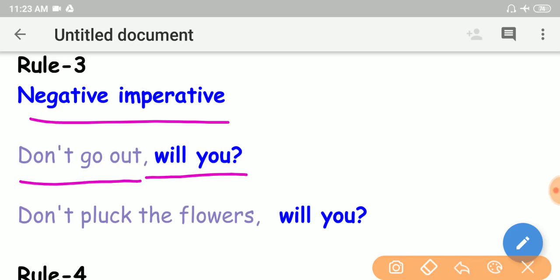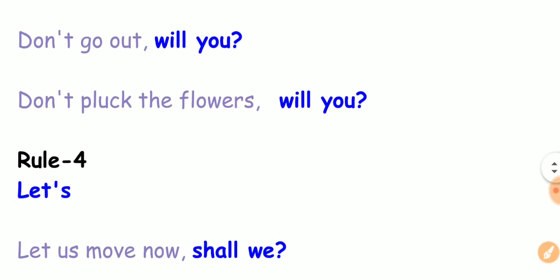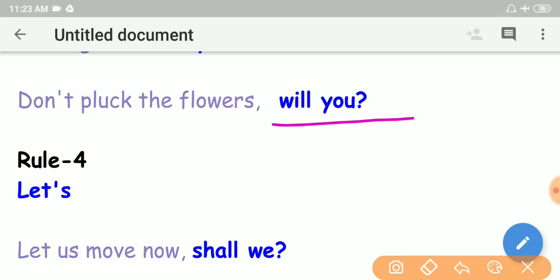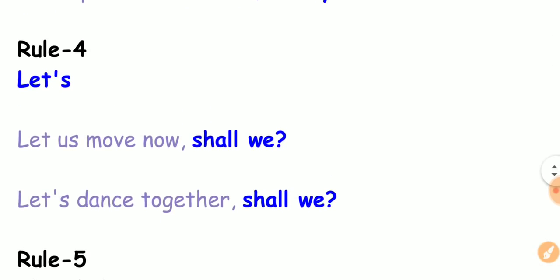Don't go out, will you? Don't pluck the flowers, will you? These are negative imperative sentences. For that we must use will you, my dear friends. So let us go and learn rule number 4.